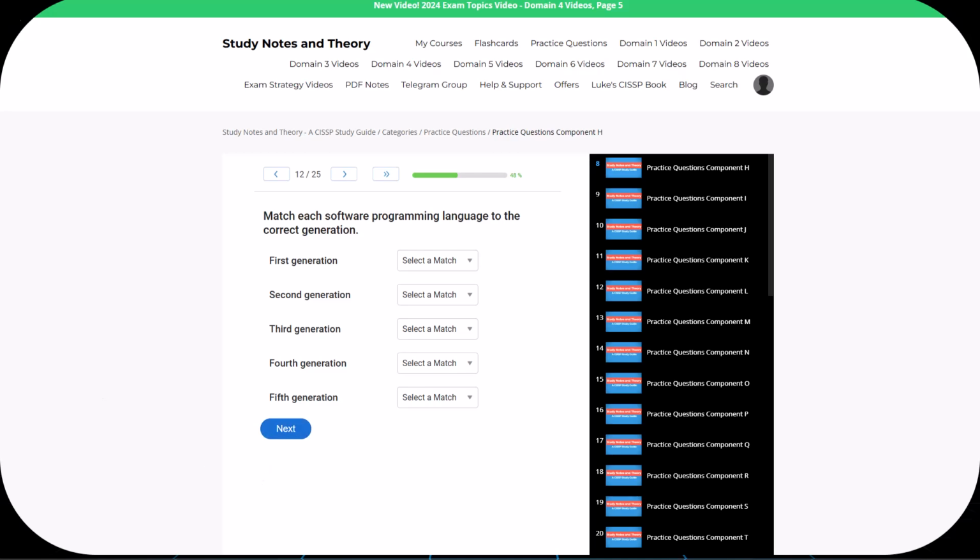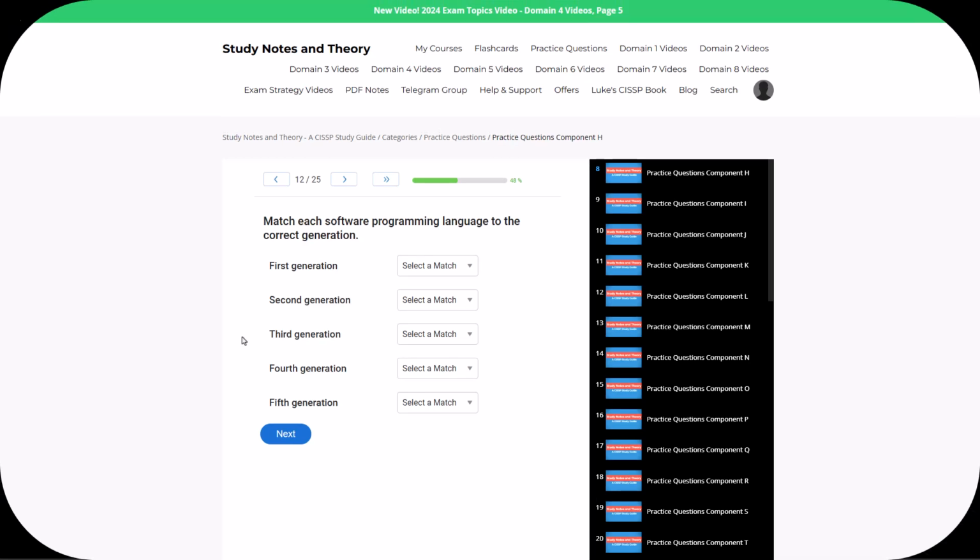All right, question 12. Match each software programming language to the correct generation. Before you say anything, the CISSP exam will not have matching or drop down or true and false questions. It's all multiple choice questions. I add these to my practice questions just to give you a break from the giant explanations of just reading. Also, I'm not trying to copy the CISSP exam, which is illegal and against NDA, and it's just not my style. I just do my own thing to reinforce your knowledge and concepts, and that's basically the overall goal.